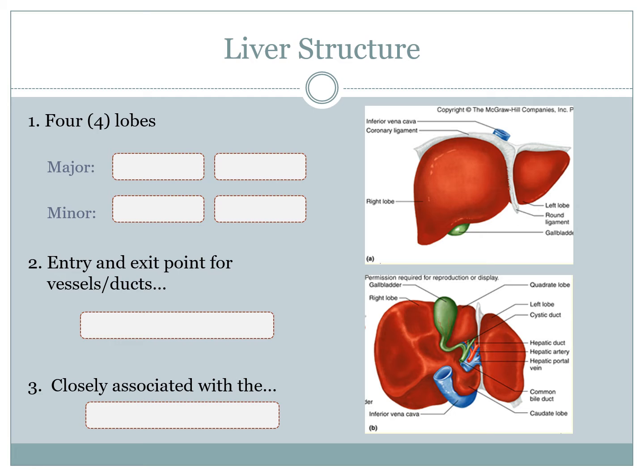Structurally, it's divided into 4 lobes, 2 major and 2 minor. You have the right and left. As you can see, the right is much larger than the left. There's the left right here. And we have 2 minors, and you can see them on the lower graphic here. And those are called the quadrate and caudate.